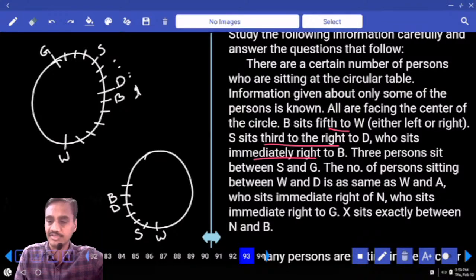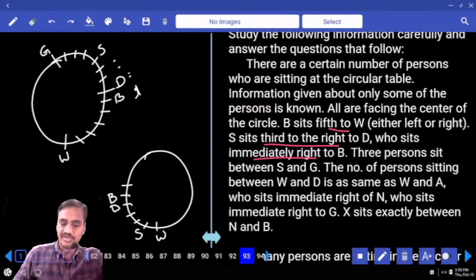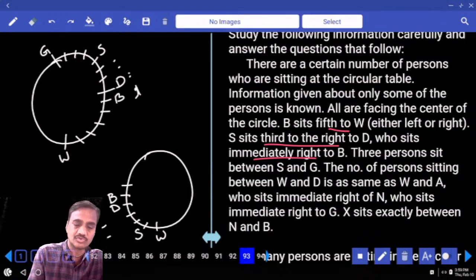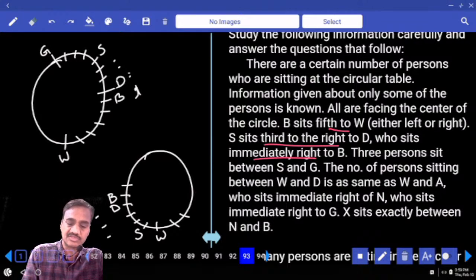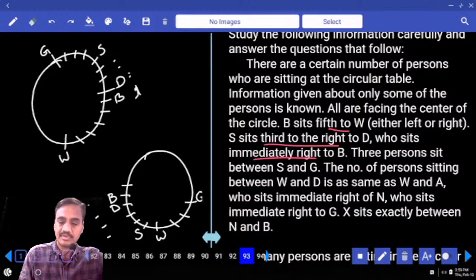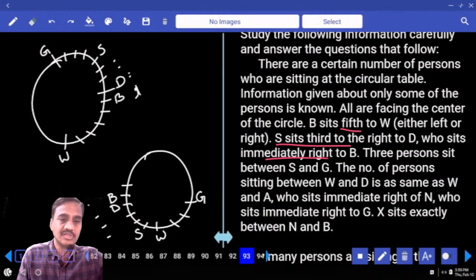And three persons between S and G. Now here again, three persons between S and G. On the left hand side of S, going 1, 2, 3, B and G would be in the same place, not possible. Hence, where should this G be? G must be here. Clear now? Three persons between S and G.